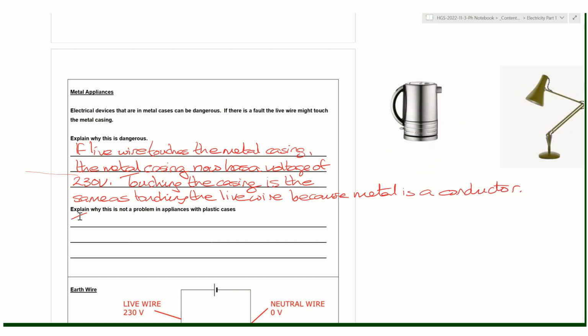Okay, so the plastic case is an insulator. So it does not go to 230 volts even if touched by the live wire. Okay.